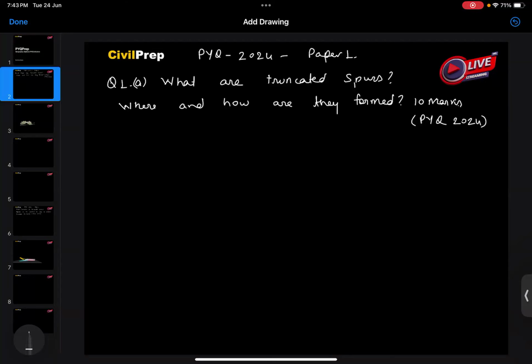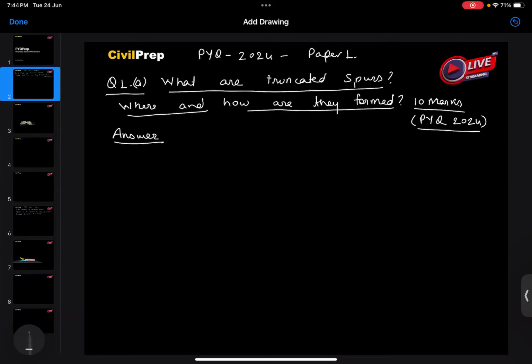Looking at the first question: what are truncated spurs? Where and how are they formed? This is a 10-marker question, question 1A, taken from PYQ 2024. Now, what is a truncated spur?